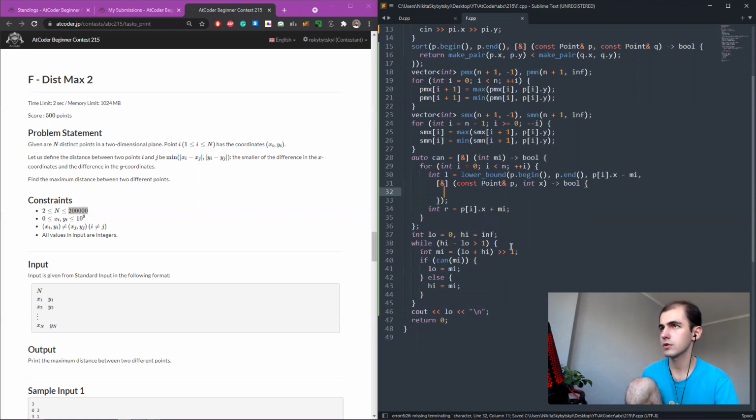With this function, which will return that px is less than x, this way we find the first index j in P such that pj at x is greater than that. Yes.